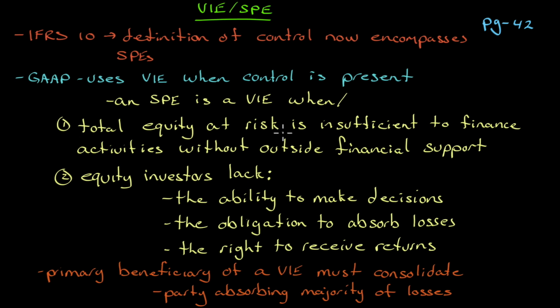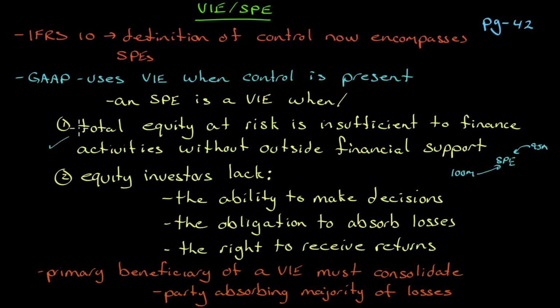Number one, the total equity at risk is insufficient to finance the activities without outside financial support. That's the whole idea behind securitization. Again, if the company transfers $100 million of assets into the SPE, and the SPE then raises $95 million, then the company has a residual $5 million. Now, if the company had just put $5 million to the SPE and went to the bank and said, we'd like to use this $5 million to borrow $95, it wouldn't have happened. So that qualifies. The total equity at risk is insufficient to finance the activities without outside financial support. So one, all SPEs look like that.